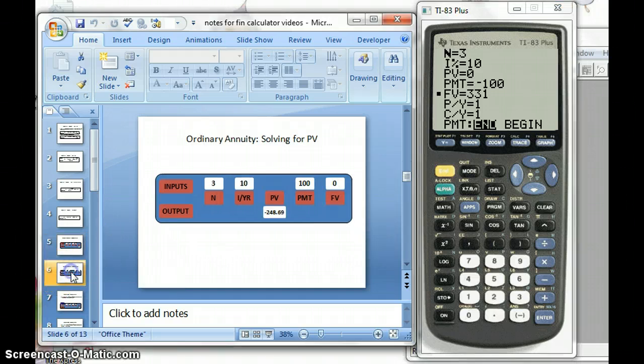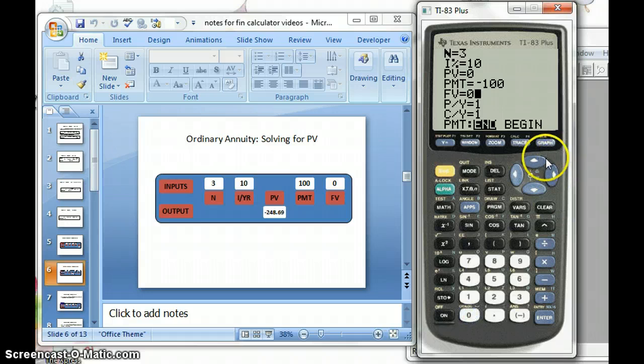And guess what you are going to do for the present value? To calculate the present value, we just leave the future value as 0 and go back to the present value, alpha solve, 248.69.